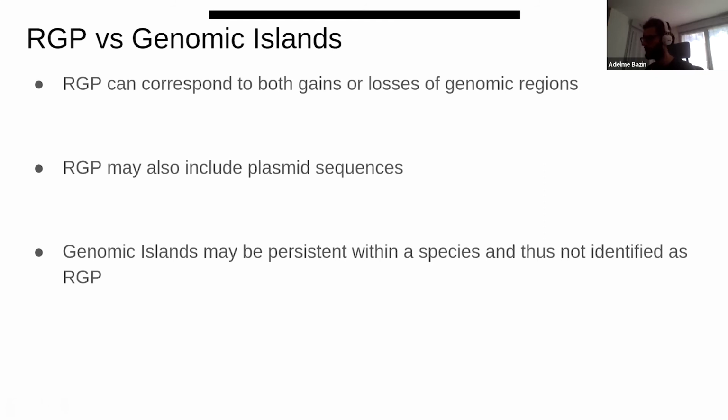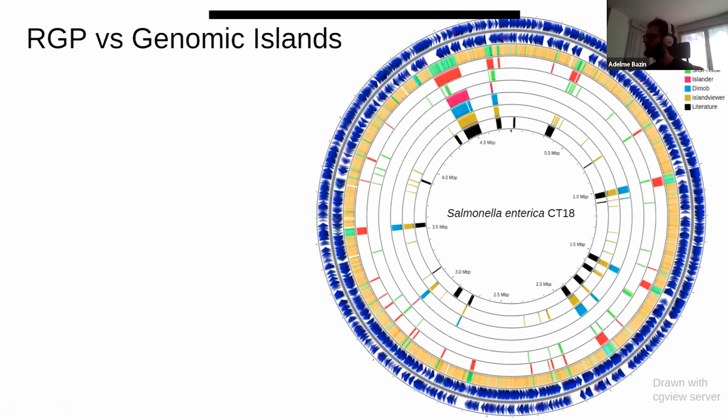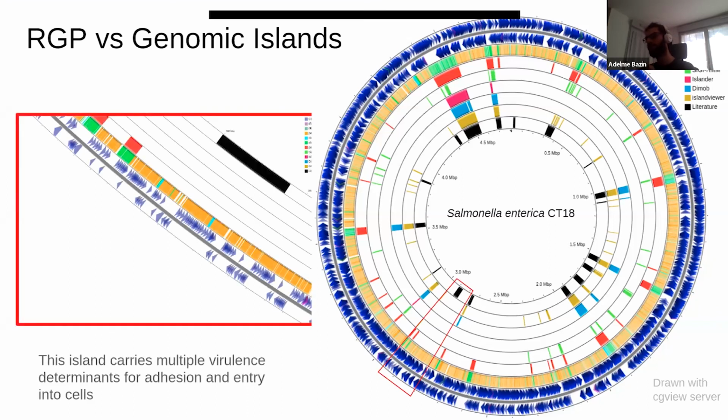I will illustrate that now with this Salmonella enterica genome. So in this representation, you have the entire genome, which is drawn. The different lines correspond to predictions of some of the tools that are used to detect genomic islands. In red, you have PanRGP. In black, you have the literature reference genomic islands. And I will zoom on one region in particular. So this is a pathogenicity island. It was described as such in the papers that described this genome.